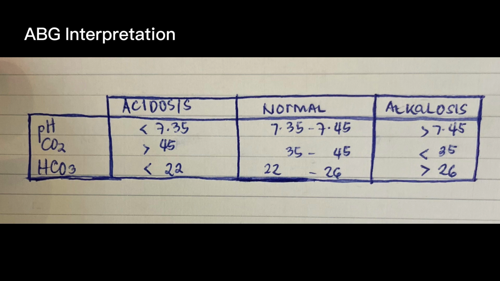Now let's go to bicarbonate first, because it has the same logic. If it's less than 22, that's going to be acidosis. If it's more than 26, that's going to be alkalosis. Now the only difference is the carbon dioxide, the one in the middle. If it's more than 45, it's going to be acidosis. If it's less than the normal value, which is 35, that's going to be alkalosis.